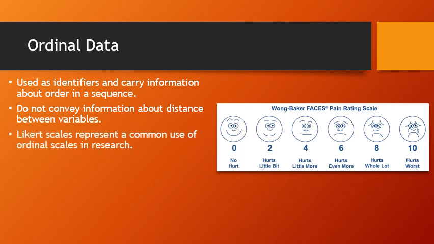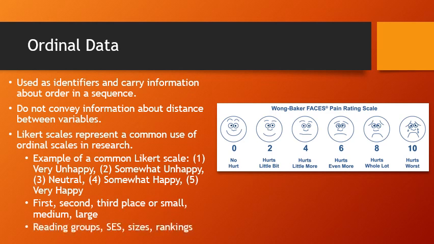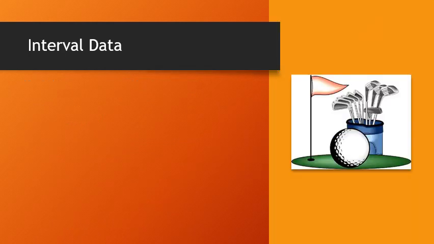A Likert scale is very common in ordinal data. Another example of a Likert scale is you may be asked, on a scale of 1 to 5, how you feel: very unhappy, somewhat unhappy, neutral, somewhat happy, very happy. First, second, or third place, small, medium, large, all of this is ordinal data. Reading group, socioeconomic status, sizes, rankings.